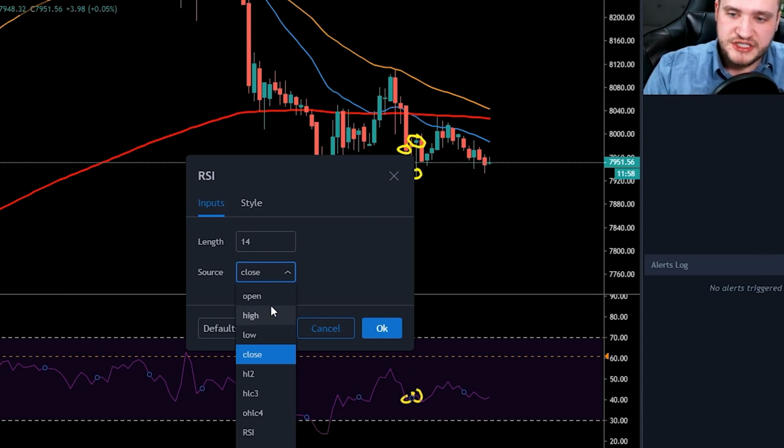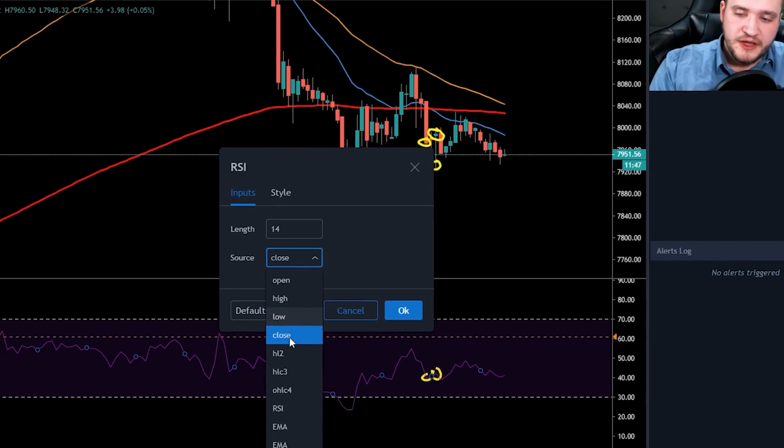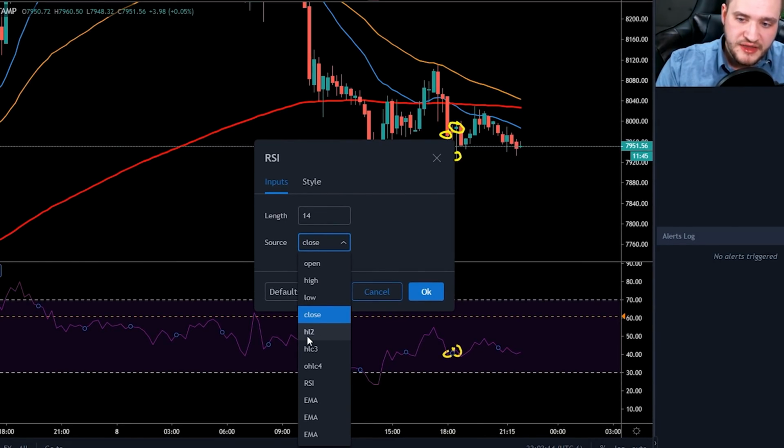Your source you can change up to open, high, low. This is in regards to your candle: the open of the candle, the high of the candle, which is the top wick, or the low of the candle, which is the bottom wick. These numbers down here are the high and the low added together, divided by 2; the high, the low, and the close added together, divided by 3; and the open, the high, the low, the close added together and divided by 4.